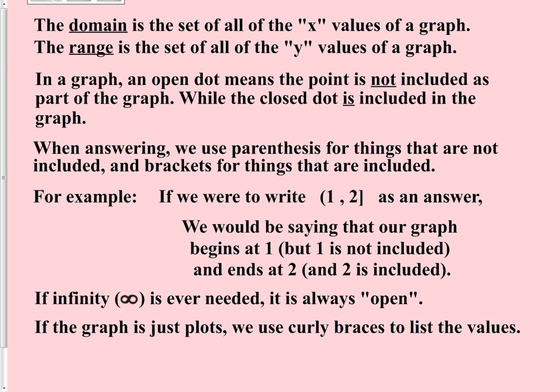Now in a graph, when you're reading the graph, if you run into an open dot in the graph, an open dot means that that is a boundary. It is a location of the graph, but it's not actually in the graph. A closed dot would also be a boundary, but it is actually included as part of the graph. So when it comes time to write down things like domain and range, we use what we call interval notation mostly, and you will use parentheses to represent open dots and brackets to represent closed dots. So parentheses are information that are not actually in the graph, they're just a boundary, and brackets are information that is actually in the graph.